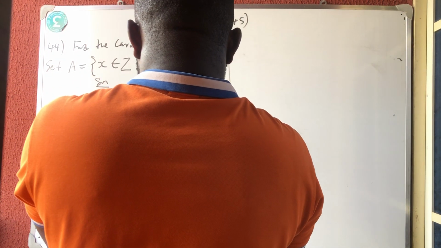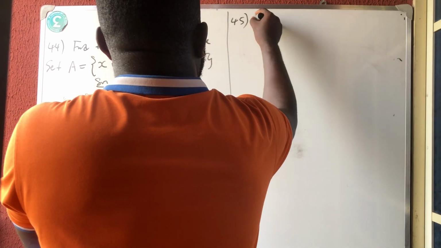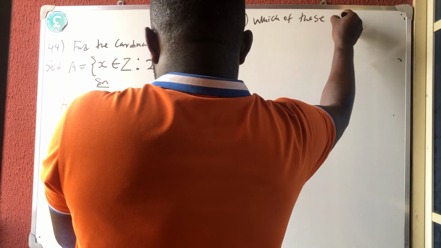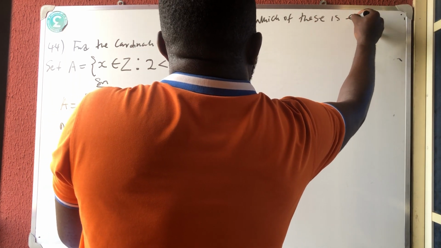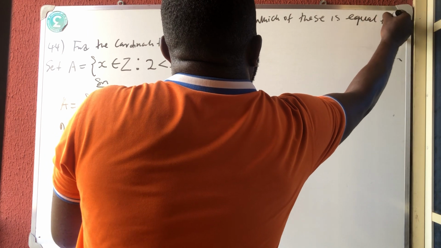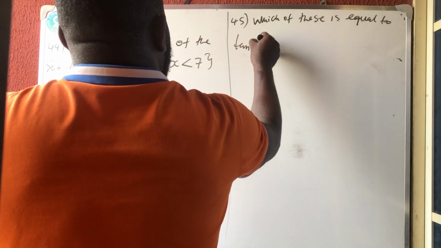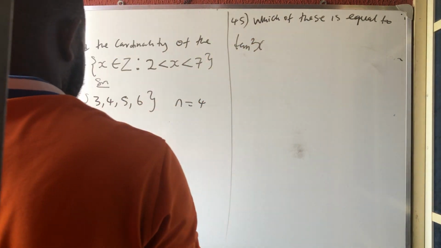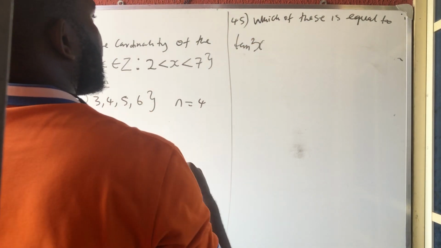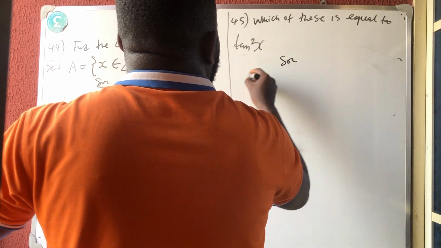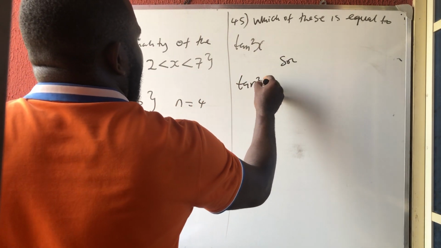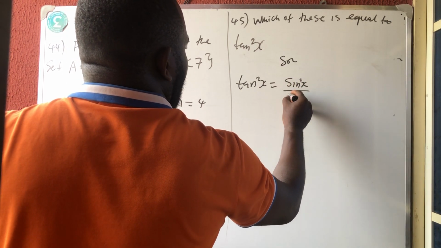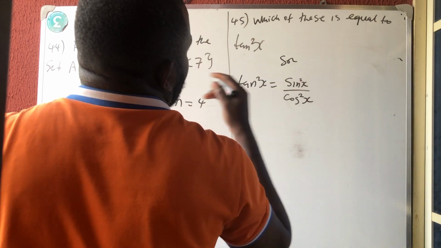Number 45 said, which of these is equal to tan squared theta, or tan squared x. It's a very simple one. Solution: tan squared x is the same as saying tan x times tan x, which is sine over cos, so sine squared x over cos squared x.